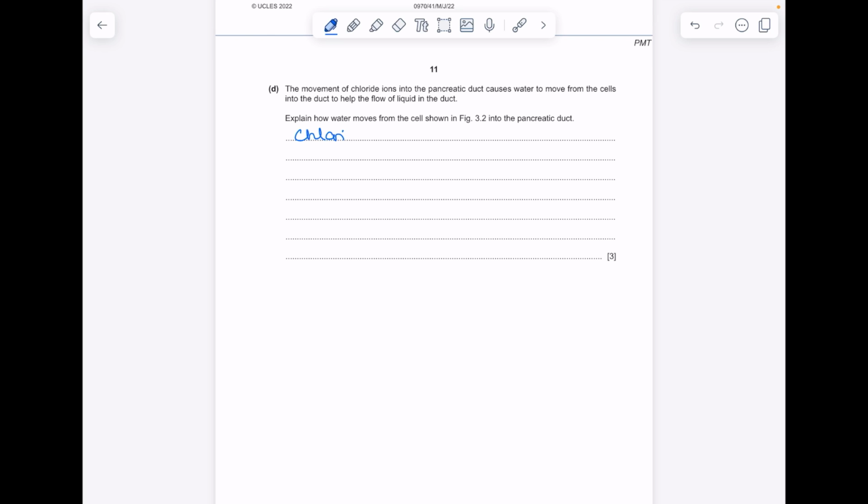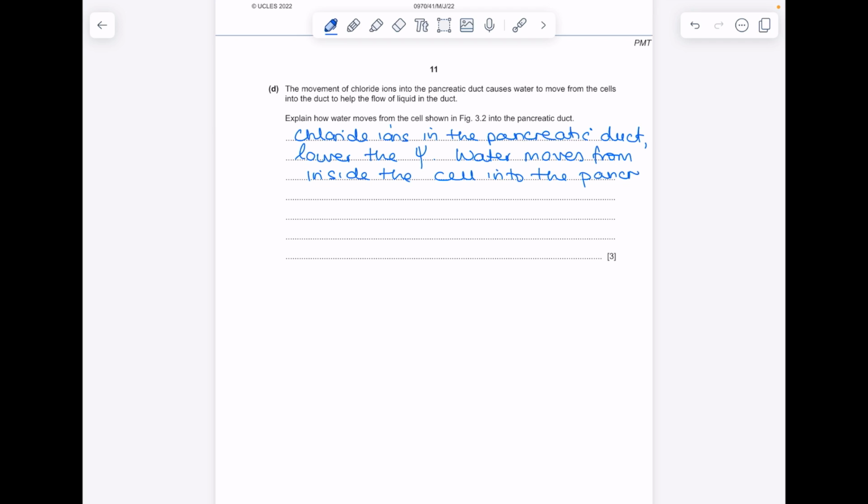So chloride ions in the pancreatic duct lower the water potential. That means water potential. Obviously, feel free to write it out in full. Water moves from inside the cell into the pancreatic duct by osmosis across a partially permeable membrane.